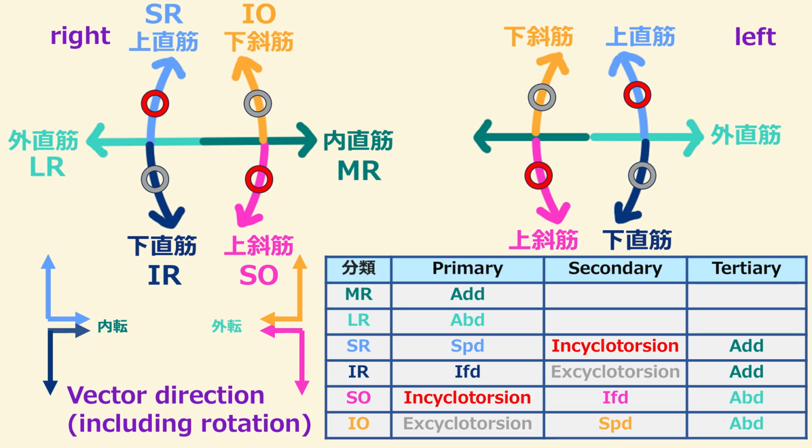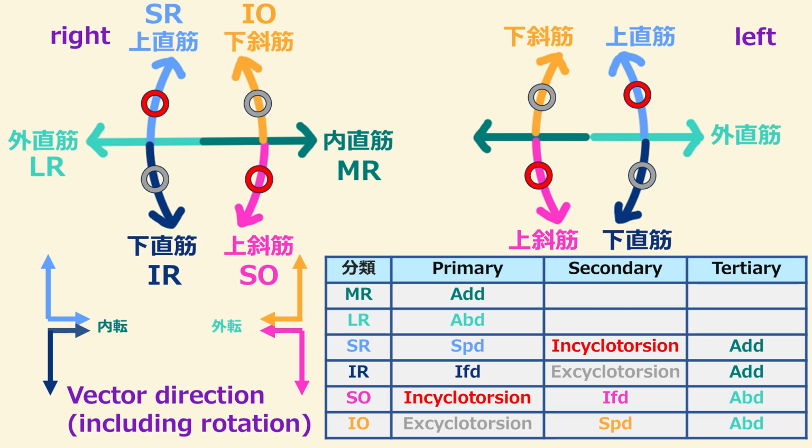Next, there are red circles on the superior rectus and superior oblique muscles. These represent intorsion. The superior rectus and superior oblique muscles are anatomically close, so this should be easy to visualize. Also, there are gray circles on the inferior rectus and inferior oblique muscles. These represent extorsion. The superior rectus and inferior rectus are drawn diagonally.